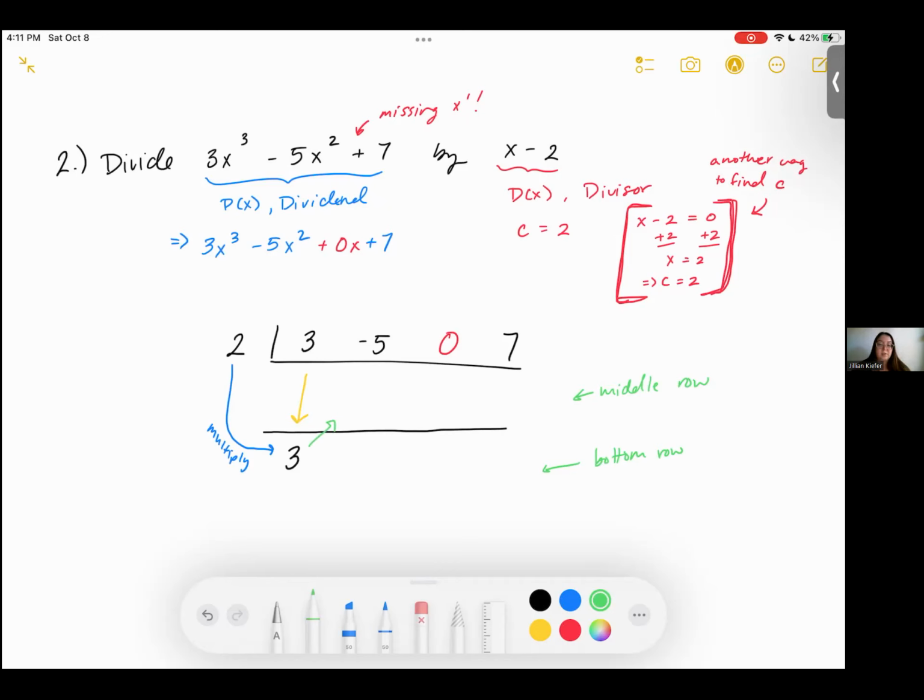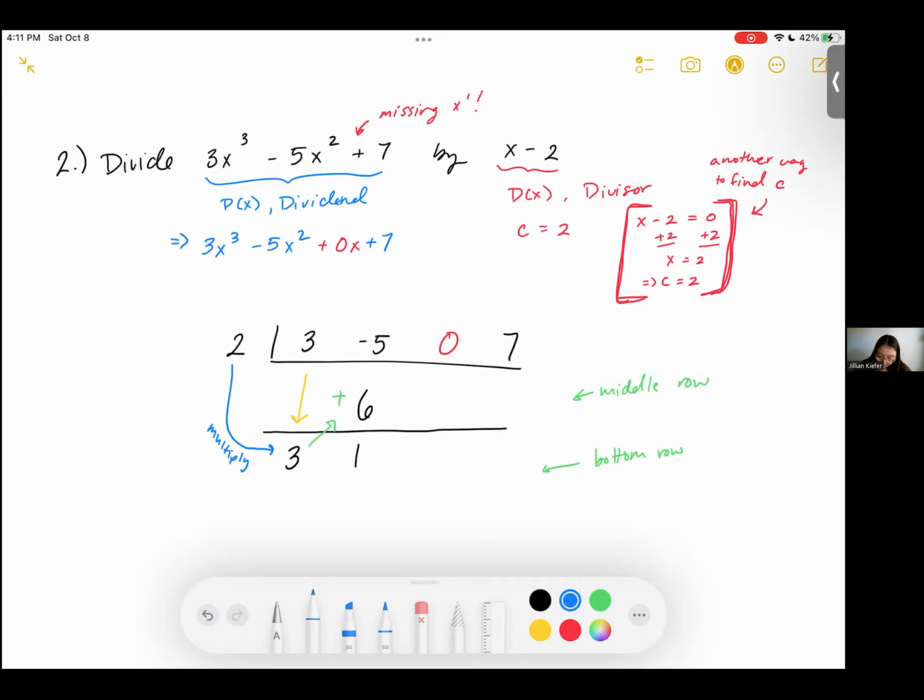So your result goes up. So 2 times 3 is 6. And that result goes in the middle row. And you are going to add the column. So you're going to add straight down. So -5 plus 6 comes out to a positive 1. You write that new value in the bottom row, and everything repeats.